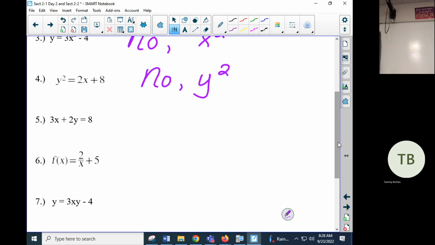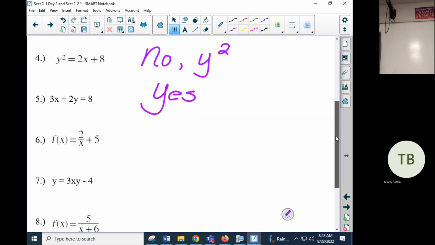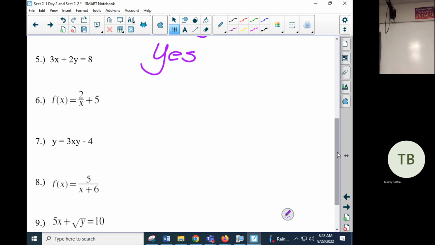What do you think about 5? That's okay, right? X and y both have a power of 1, so that was fine. How about 7 or 6? Sorry. We have an x on the bottom. No. So we're gonna say no X on bottom.